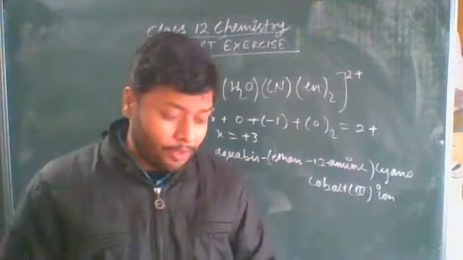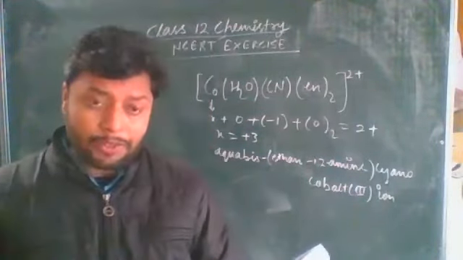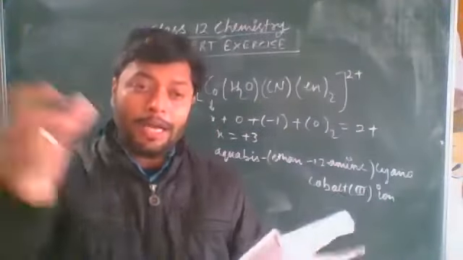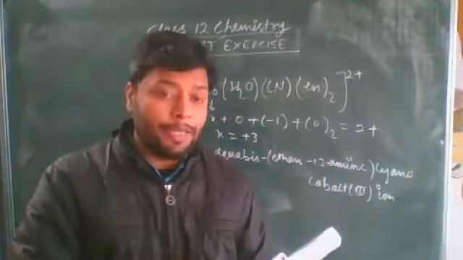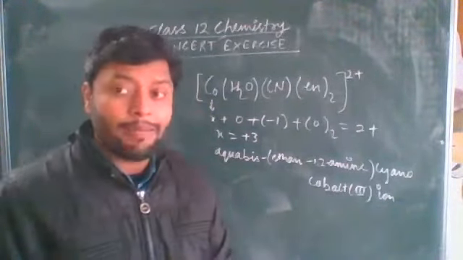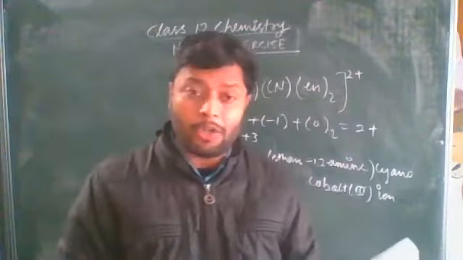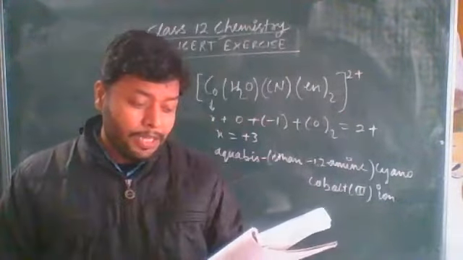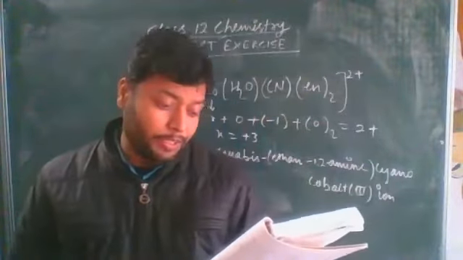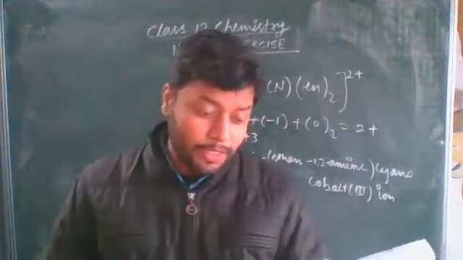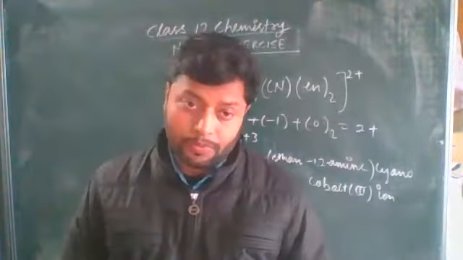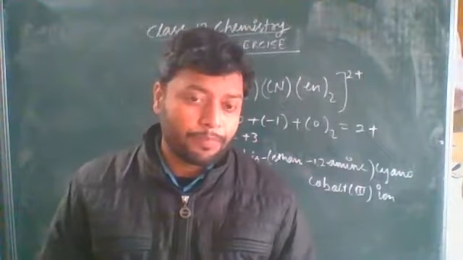This next question is about using IUPAC norms. Write the formula for the following. There are some IUPAC names given in the exercise, and you just have to write the formula of the given inorganic complexes. For example, the first complex name is tetrahydroxido zincate(II).